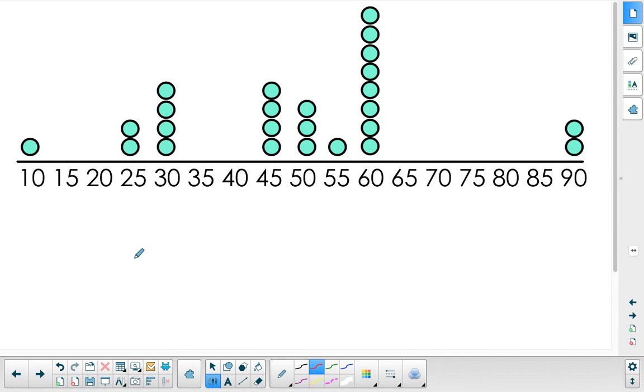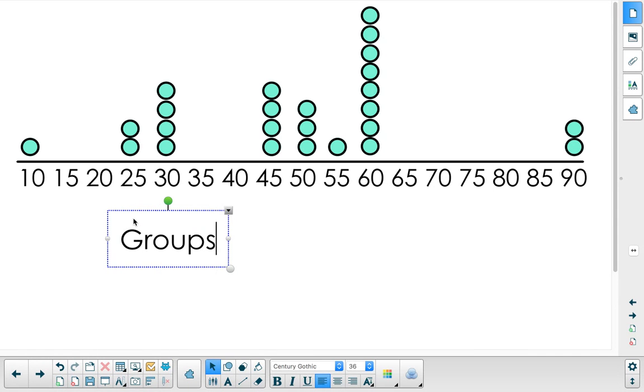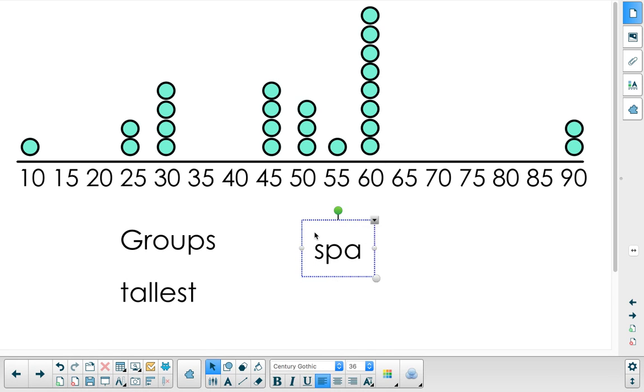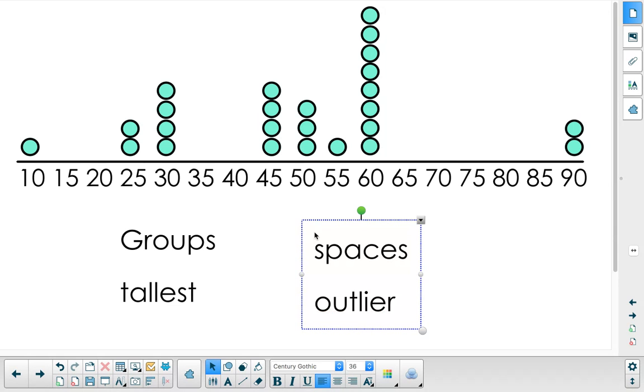So now it is your turn. So go ahead and look for any groups that you can identify for the clusters. Look for the tallest part for the peak. Look for any spaces for the gaps, and look for any numbers that don't really fit in with the rest of the data for your outlier. And just like the rest of these, you can have more than one outlier. You can have one on each end.